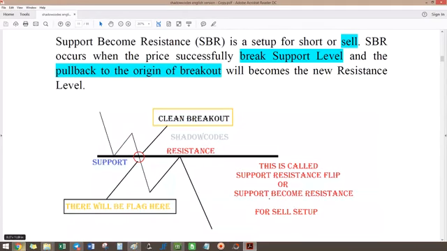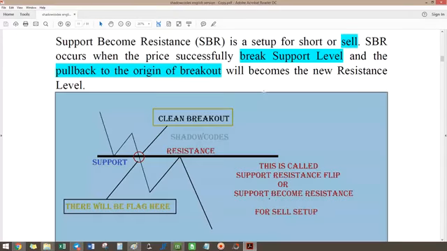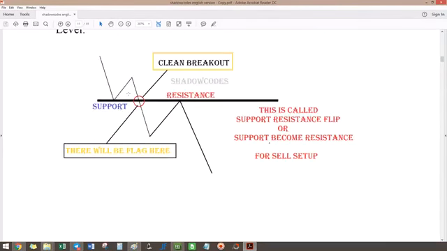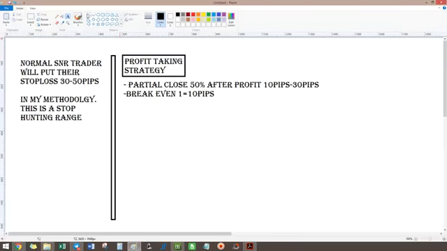You can check the homework by Lutfi. You can see the homework he already did in the first session. Some of his screenshots are quite good. Support, usually over here it will have a flag. Flag here means base. The flag here means base.